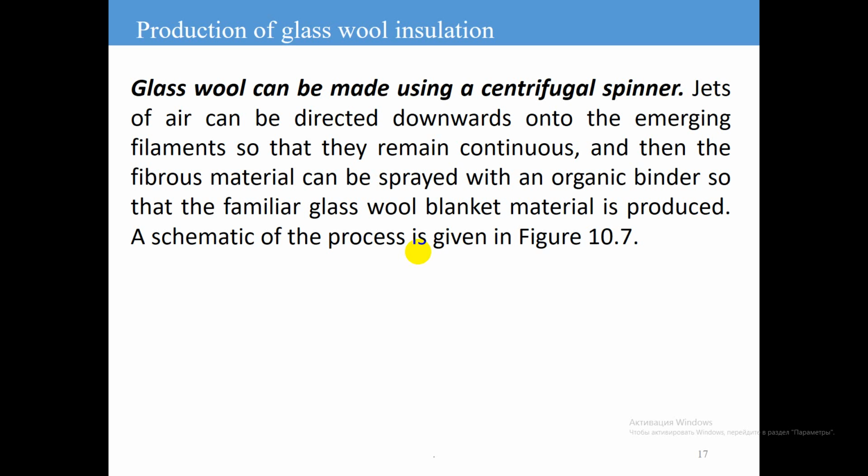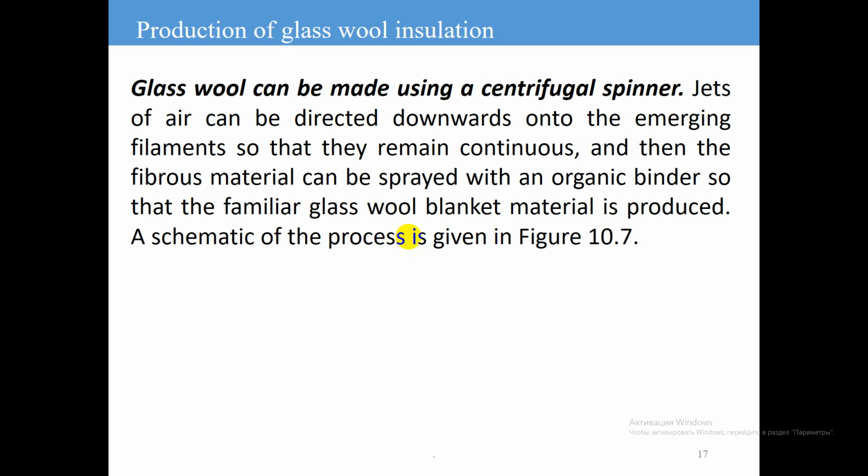And production. Like I already told, glass wool can be made using a centrifugal spinner. Jets of air can be directed downwards onto the emerging filaments so that they remain continuous, and then the fibrous material can be sprayed with an organic binder so that the familiar glass wool blank material is produced.